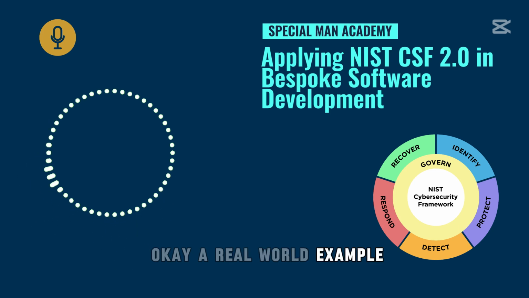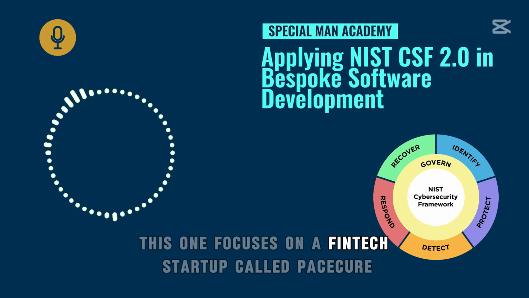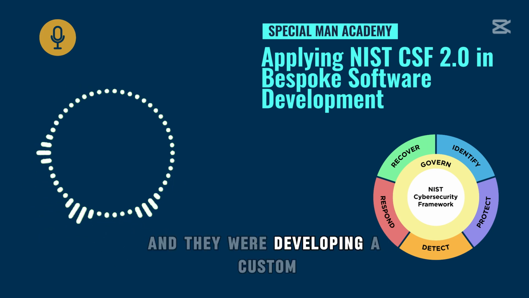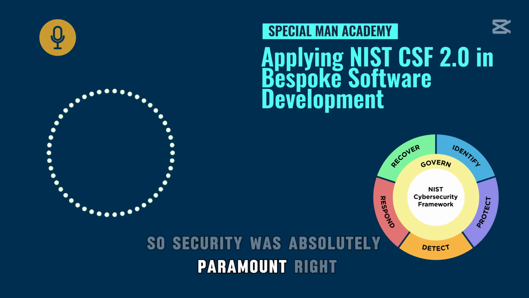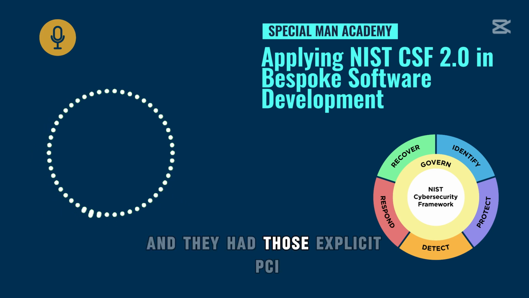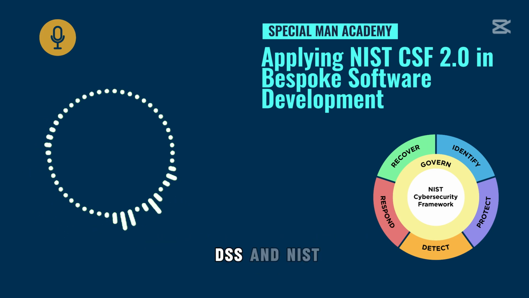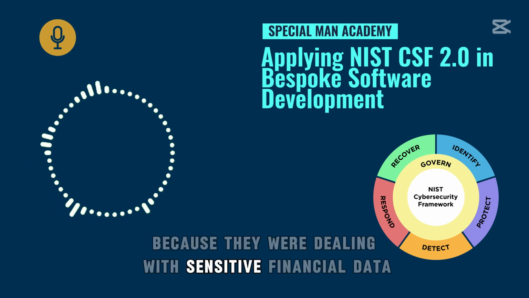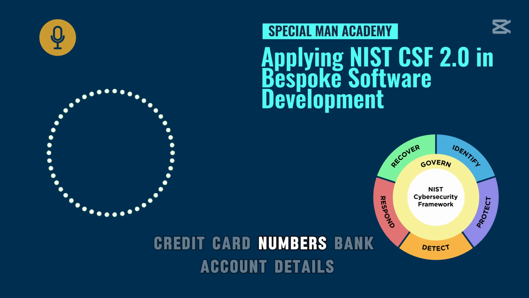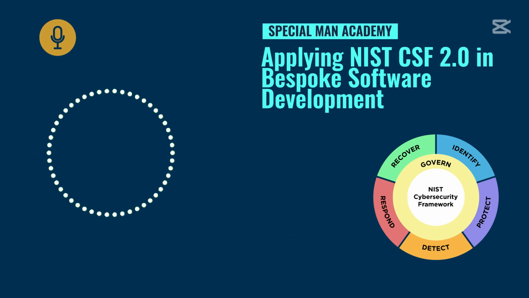Okay, a real-world example. This one focuses on a fintech startup called PaySecure. They were developing a custom online payment platform for high-risk transactions, so security was absolutely paramount. Right. And they had explicit PCI DSS and NIST CSF compliance requirements from their client, because they were dealing with sensitive financial data. Credit card numbers, bank account details, the works.